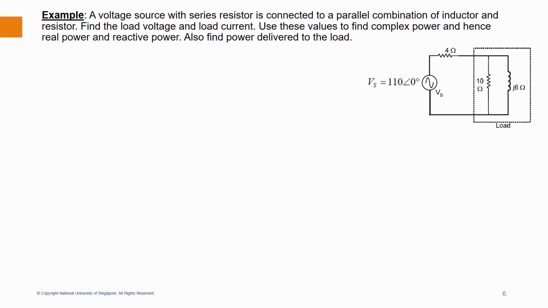Let us look at an example to better understand the concept of complex power. A voltage source with series resistor is connected to a parallel combination of inductor and resistor. Find the load voltage and load current. Use these values to find the complex power, and hence the real power and reactive power. Also find the power delivered to the load.